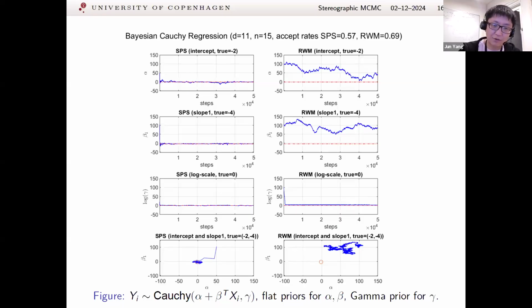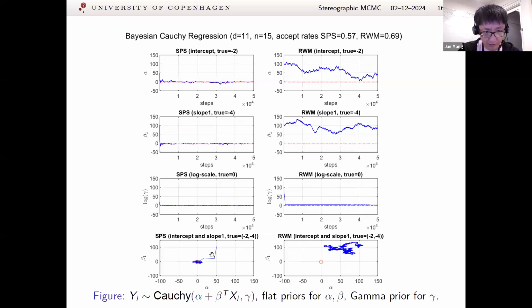And then we do a log transform for this gamma. And then we can run, for example, random walk Metropolis for this particular posterior. The posterior for alpha and beta actually is heavy tailed. And we can also run the SPS for this posterior. And so you can see the result. This SPS converges very fast.